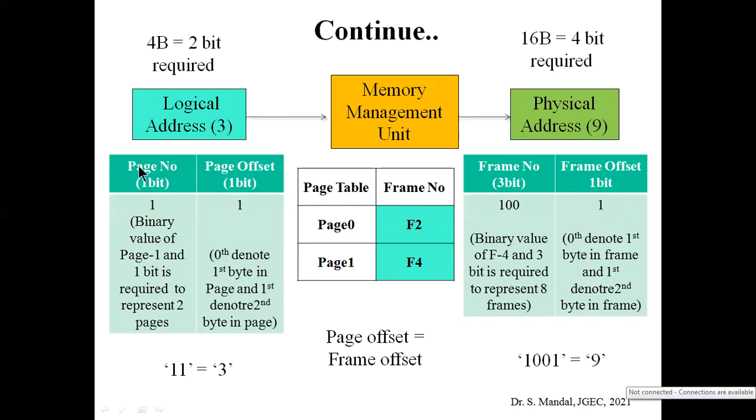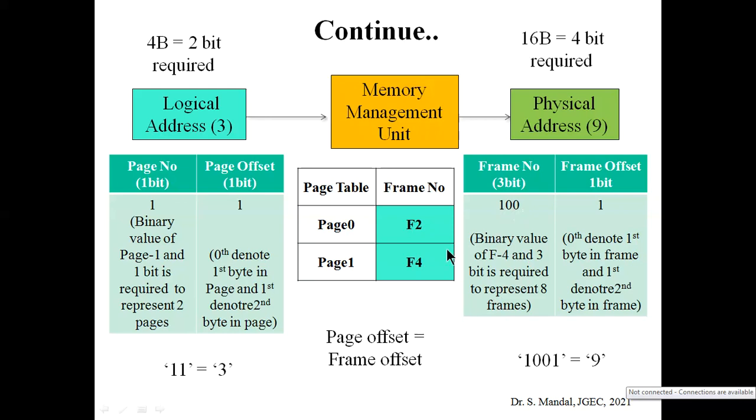Okay, now how is the page number converted to the frame number? Whenever we are using page 1, we should look into the page table. Page 1 corresponds to F4, frame number 4. Now how can we represent frame number 4? To represent frame number 4, we can use 3 bits.